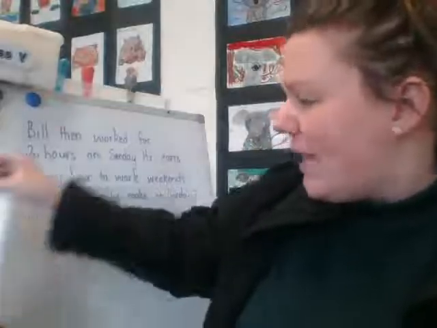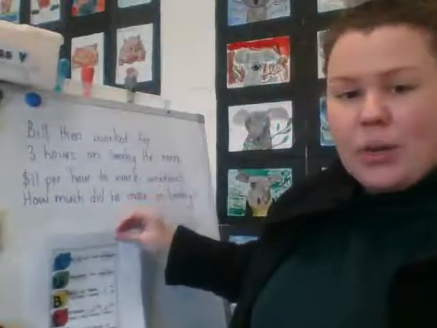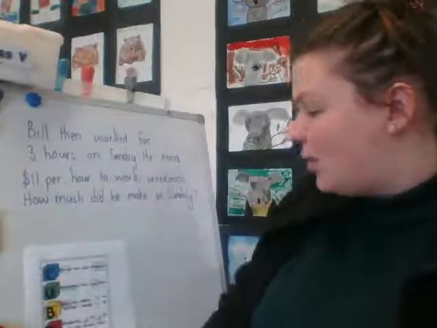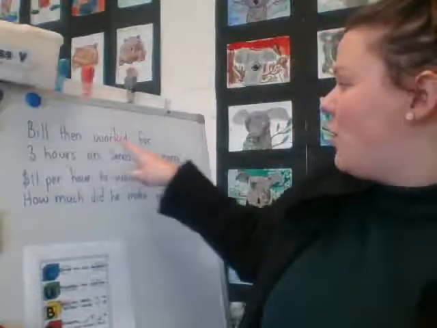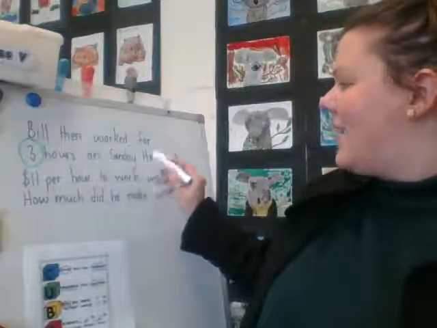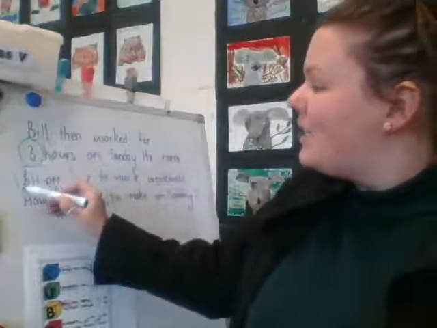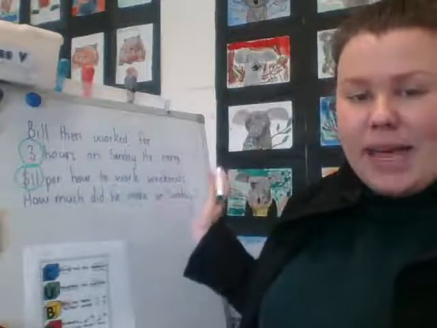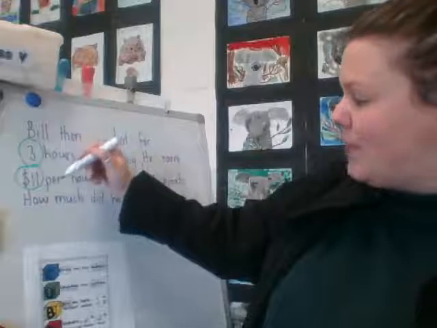So let's pull back that acronym here of CUBES so we can work our way through it. My first step is C, and I need to circle the key numbers. So Bill worked for 3 hours on Sunday. He earns $11 per hour to work weekends. How much did he make on Sunday? I found my 2 numbers there.